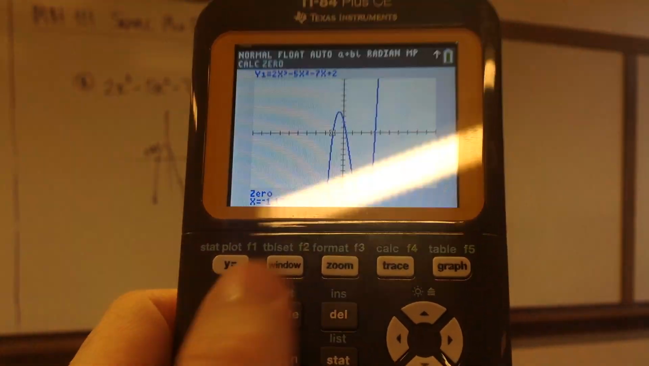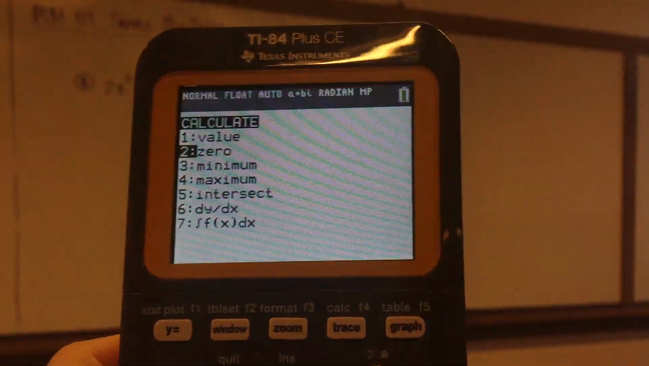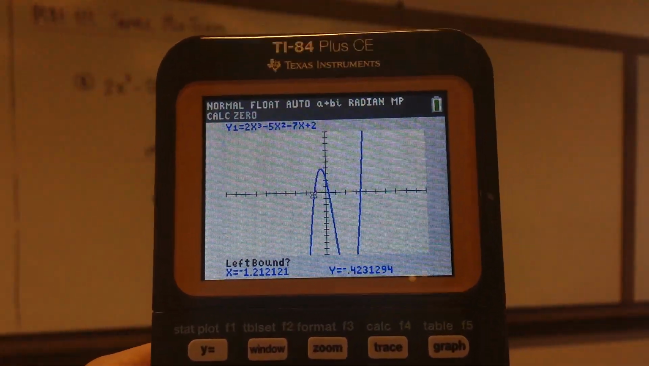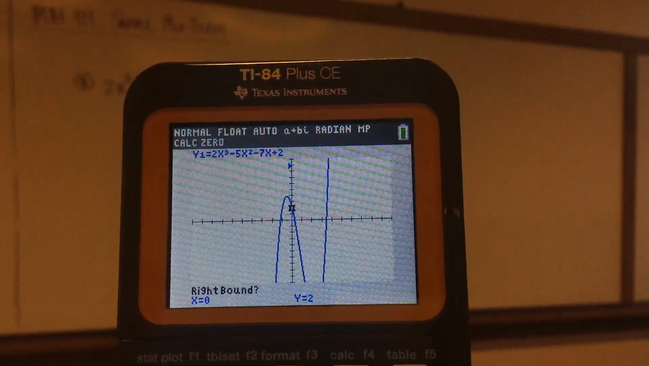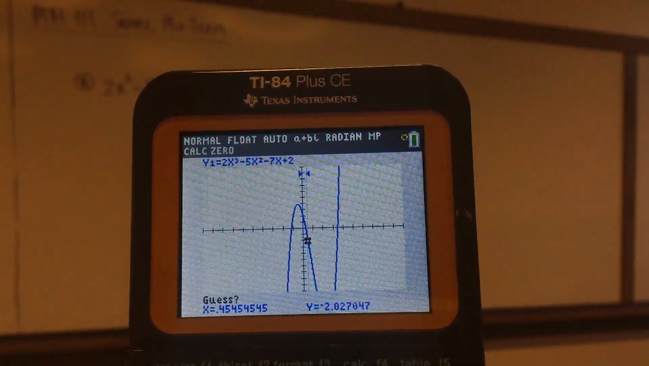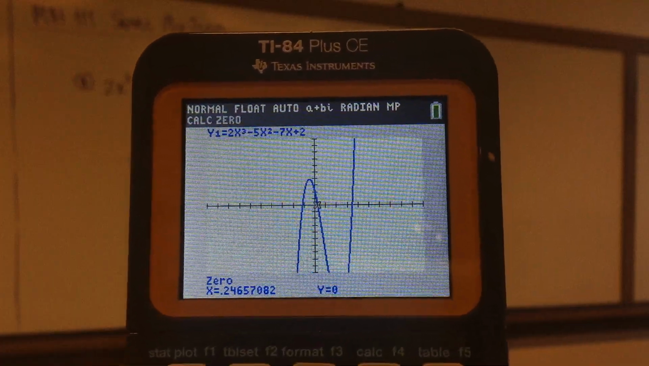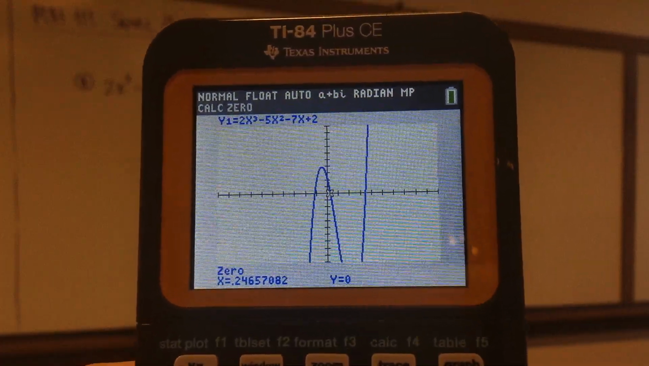Okay, then we'll go through that process again. Second trace, choice number 2. Now we have to go out to the next one. There's a good left bound. There's a good right bound. And what is that? 0.247.